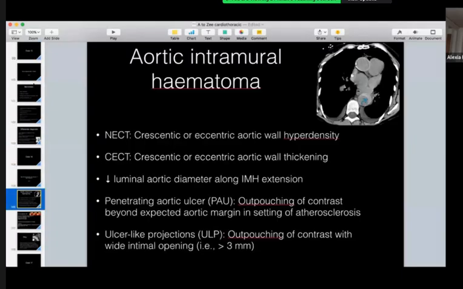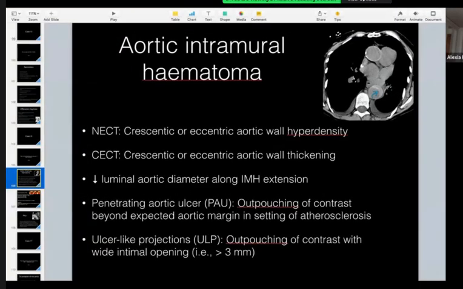So this was aortic intramural hematoma. So on the unenhanced scan, this is the aim of doing an unenhanced scan in a patient presenting with a suspected acute aortic syndrome. It's to outline this crescentic hyperdensity within the wall of the aorta.